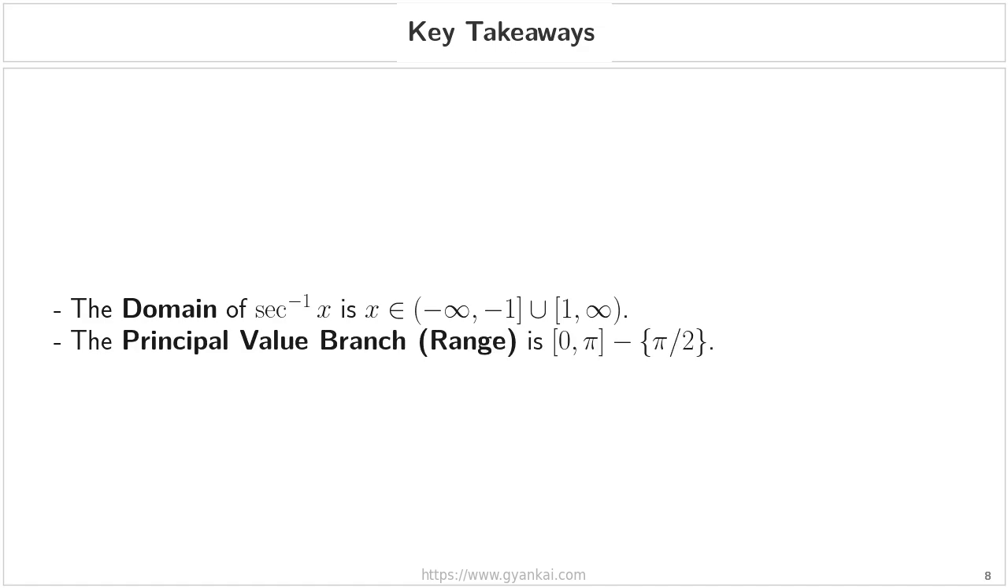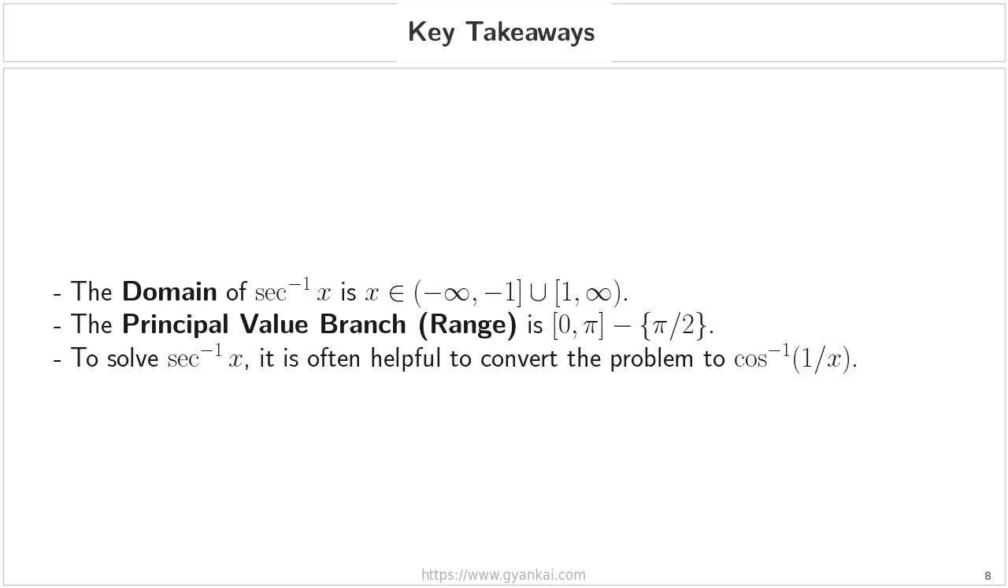Next, remember the range, which we refer to as the principal value branch. This is the interval from 0 to pi, excluding pi/2. This restriction is what we discussed earlier to ensure the function remains bijective. As a practical tip for your calculations, as we demonstrated in our illustrative example, it is often much easier to solve the inverse secant of x by converting it into the inverse cosine of 1/x, since most of us are more comfortable with the cosine function. This conversion is a highly effective strategy.